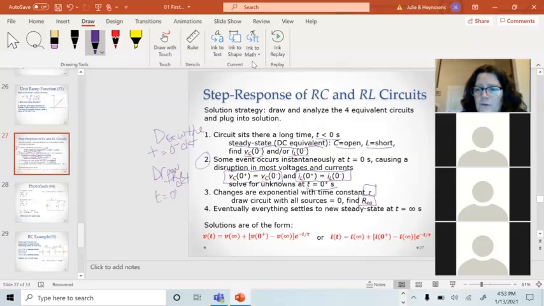So you find the equivalent resistance that that circuit sees at 0 plus. You use that to find tau. Tau is either RC or it's L over R, depending upon whether you have an RC or an RL circuit.